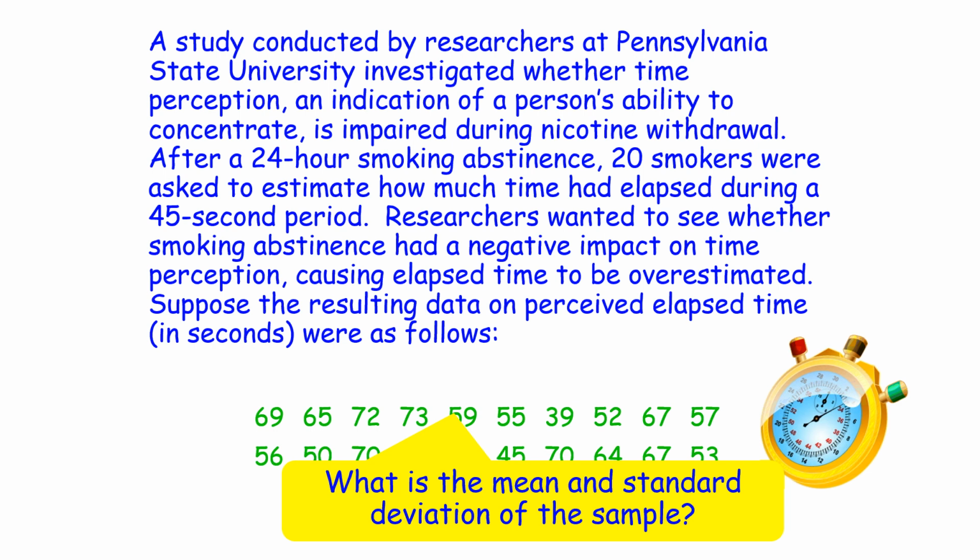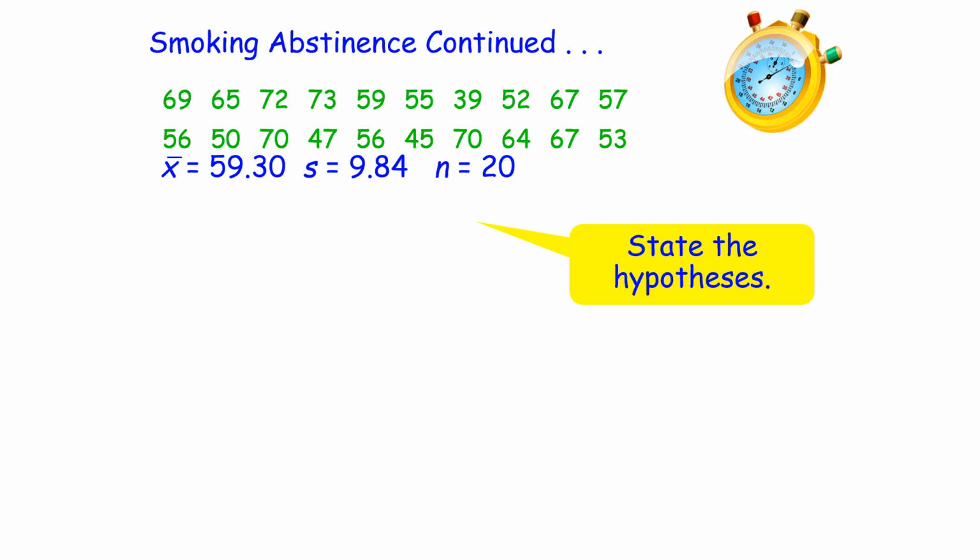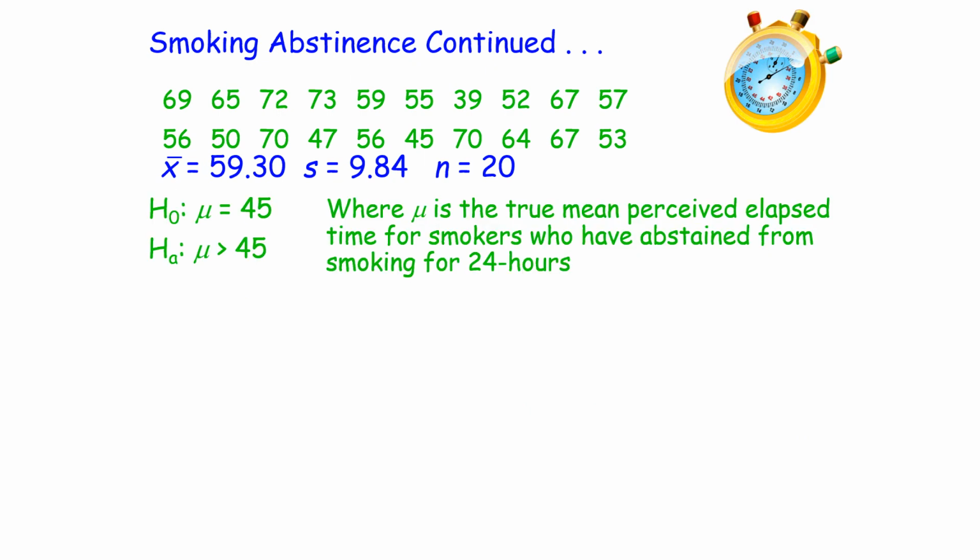What is the mean and standard deviation of this sample? We should have a sample mean of 59.3 and a sample standard deviation of 9.84 with our sample size of 20. So now we'll state our hypotheses. Our null hypothesis is that the mean equals 45, where mu is the true mean perceived elapsed time for smokers who have abstained from smoking for 24 hours. And our alternative hypothesis is that mu is greater than 45.